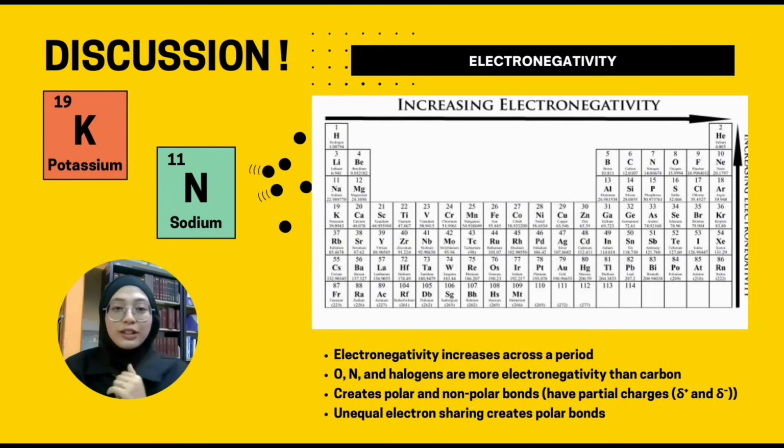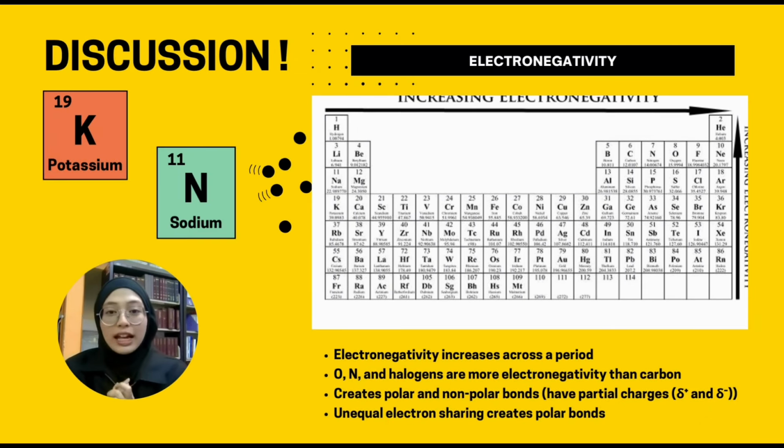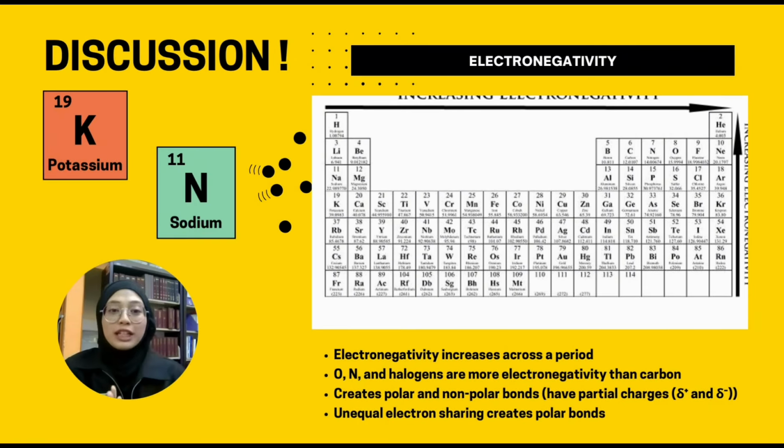First, I will discuss electronegativity and bond polarity. Electronegativity is an atom's ability to attract electrons. Across a period, electronegativity increases, which means elements like oxygen and halogens attract electrons more strongly than carbon. When carbon bonds with these elements, electrons are shared unequally, forming polar bonds such as carbon-oxygen or carbon-chlorine. In contrast, carbon-carbon bonds are non-polar because both atoms attract electrons equally.